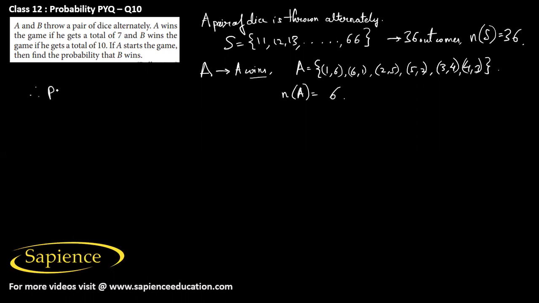Therefore, the probability that A wins, that would be the number of elements in the event A divided by the number of elements in the event S. So that would be 6 by 36. So this would be 1 by 6.